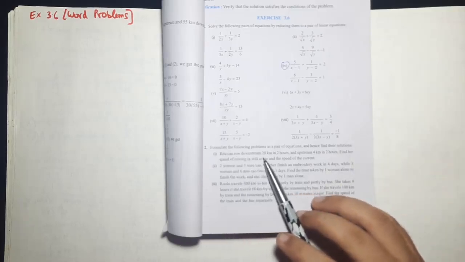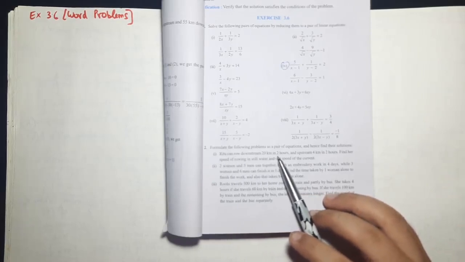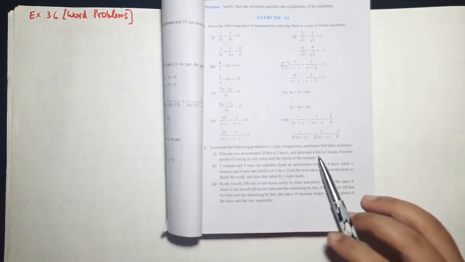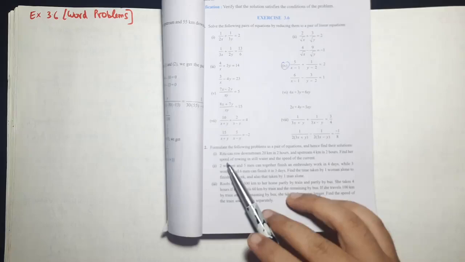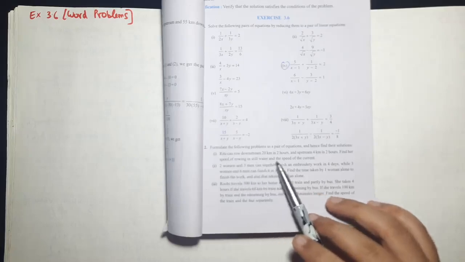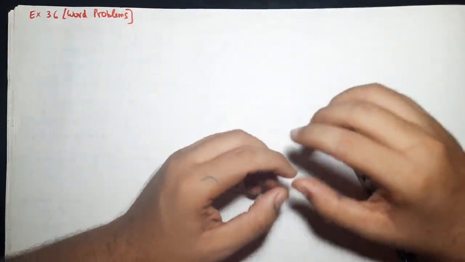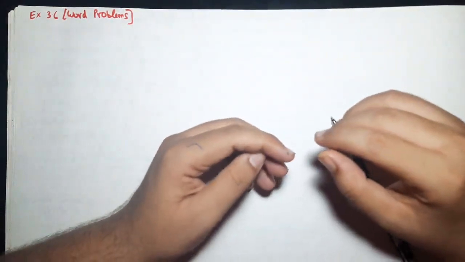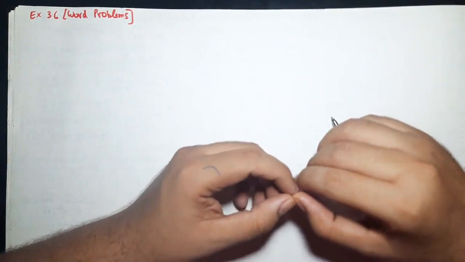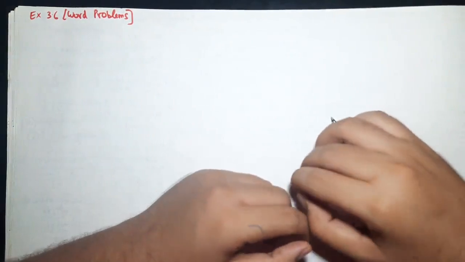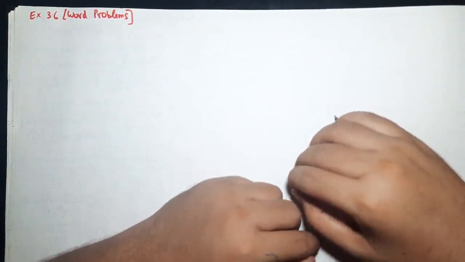Ritu can row downstream 20 kilometers in 2 hours and upstream 4 kilometers in 2 hours. Find her speed of rowing in still water and the speed of the current. Now before going in depth of this question, first you should know what you mean by upstream and what you mean by downstream. So what do you mean by upstream?